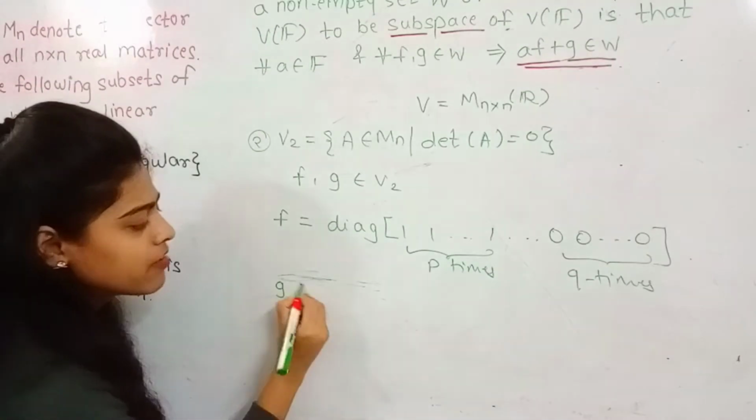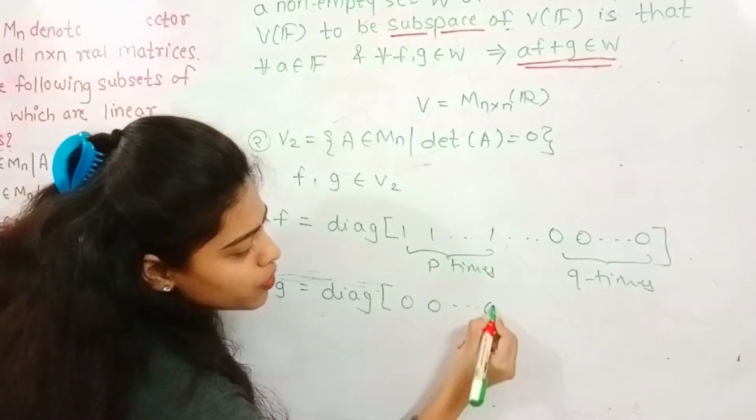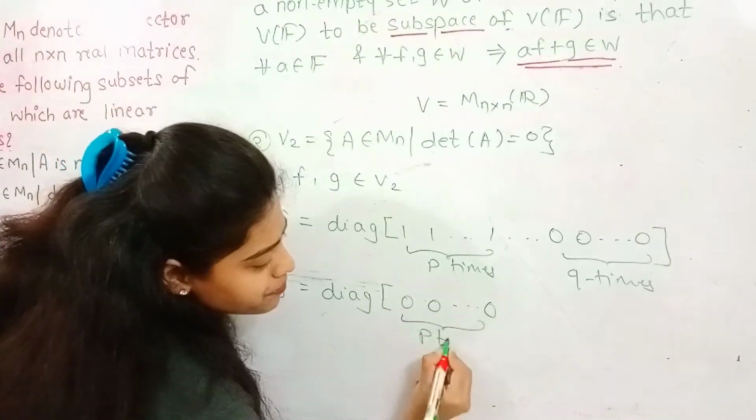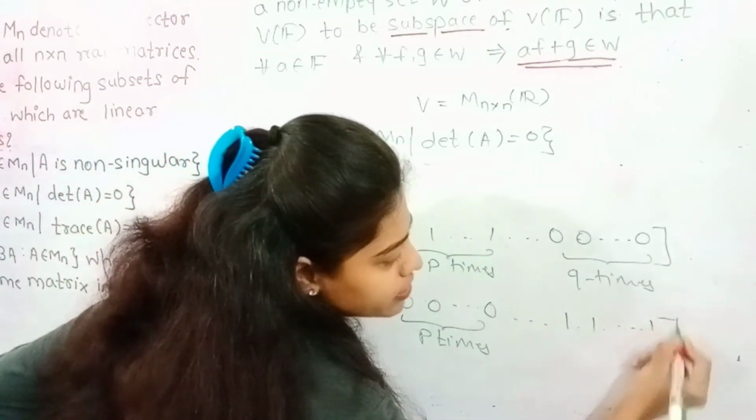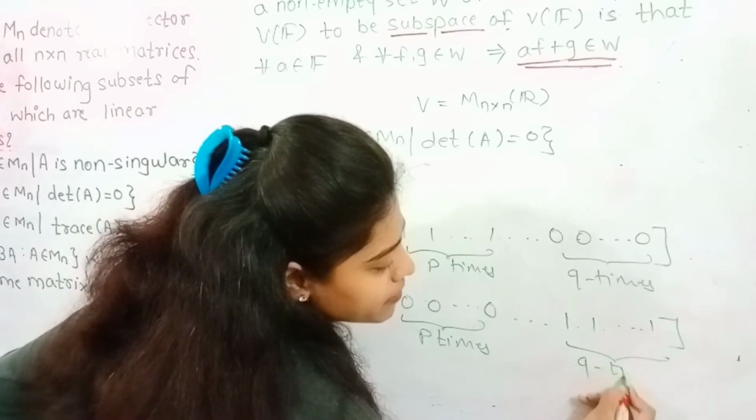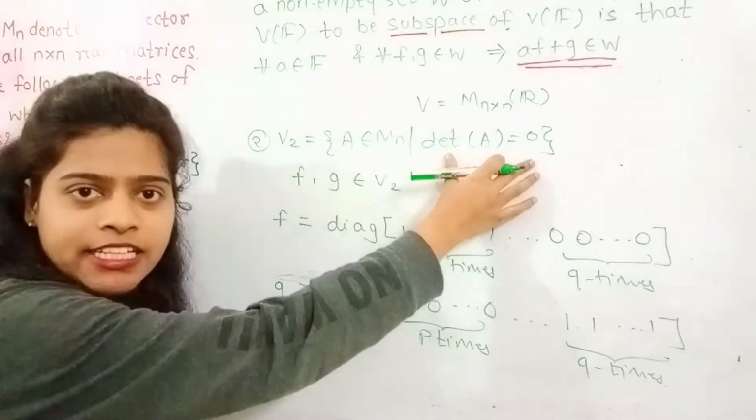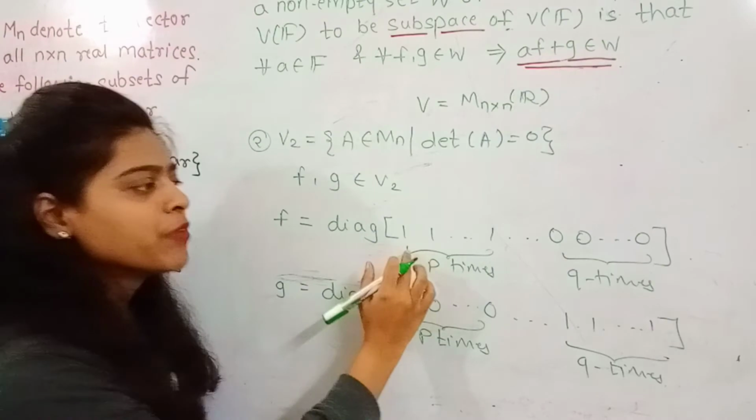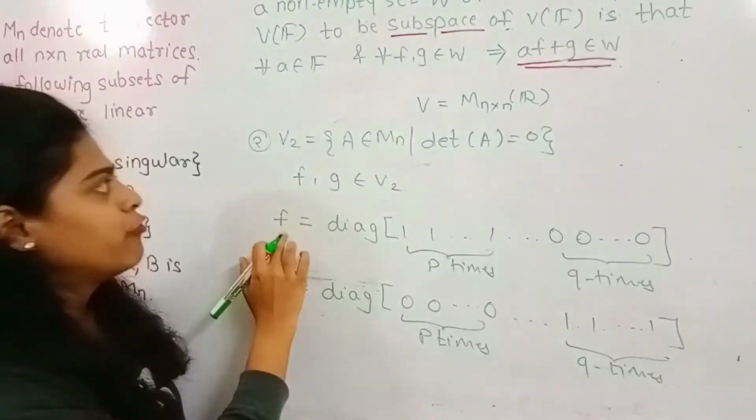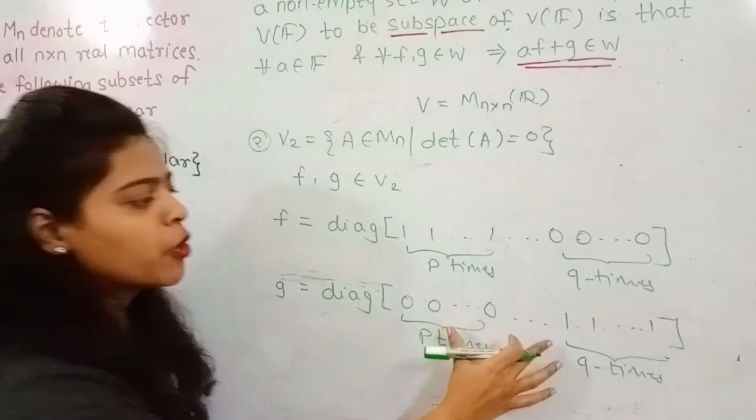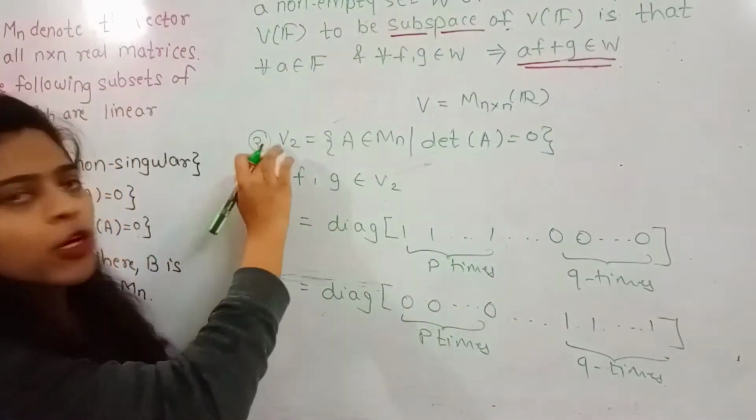Therefore, consider g equal to diagonal of 0, 0 and so on, 0 occurring p times, and then 1, 1 and so on, 1 occurring q times. As f belongs to V2, f should satisfy this condition. Clearly, as we can see here, the product of the diagonal entries is equal to 0. Therefore, determinant f is equal to 0, so f belongs to V2. Similarly, the product is also equal to 0. Therefore, determinant g is equal to 0, so g belongs to V2.